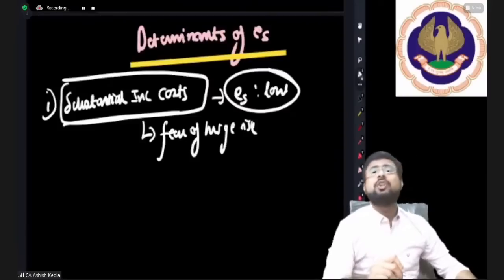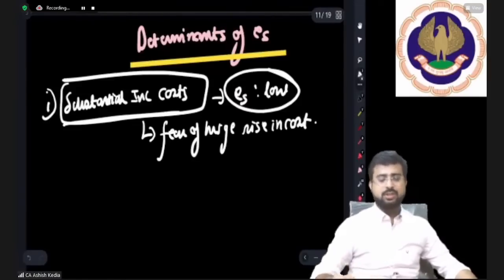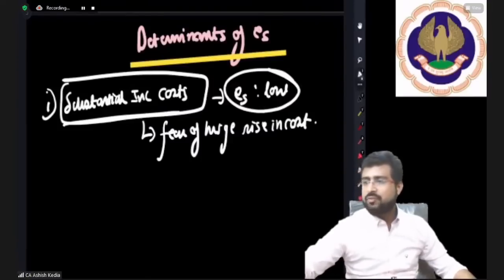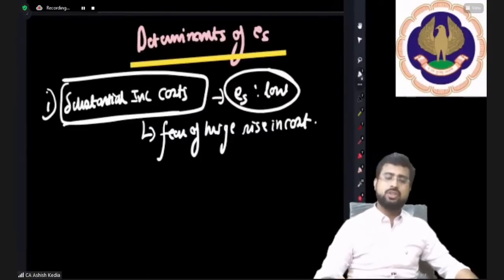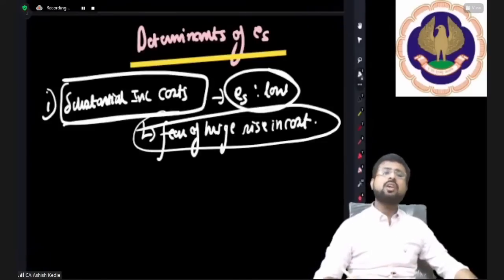Fear of huge rise in cost. So there is a fear of huge rise in cost. So this is the point. If there is a fear of huge rise in cost, elasticity of supply is going to be less.